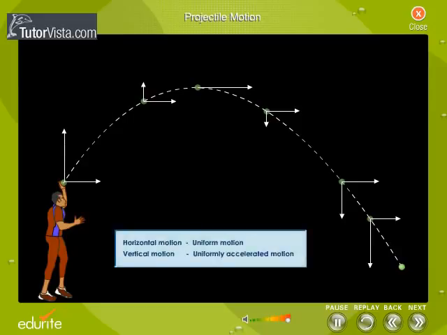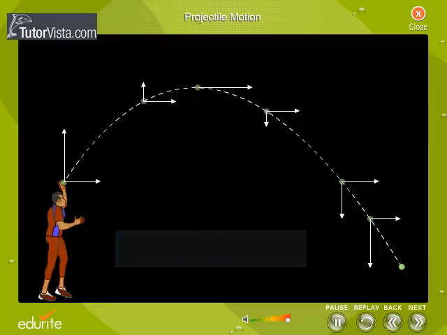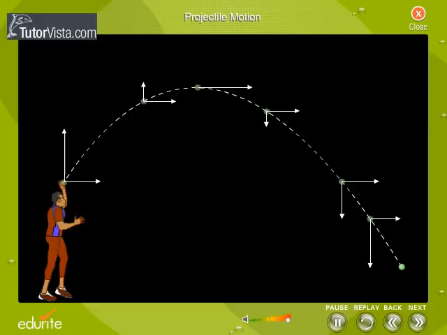Thus, the horizontal motion is a uniform motion, and the vertical motion is a uniformly accelerated motion. The magnitude of the vertical component is different at different points and is directed vertically downwards.